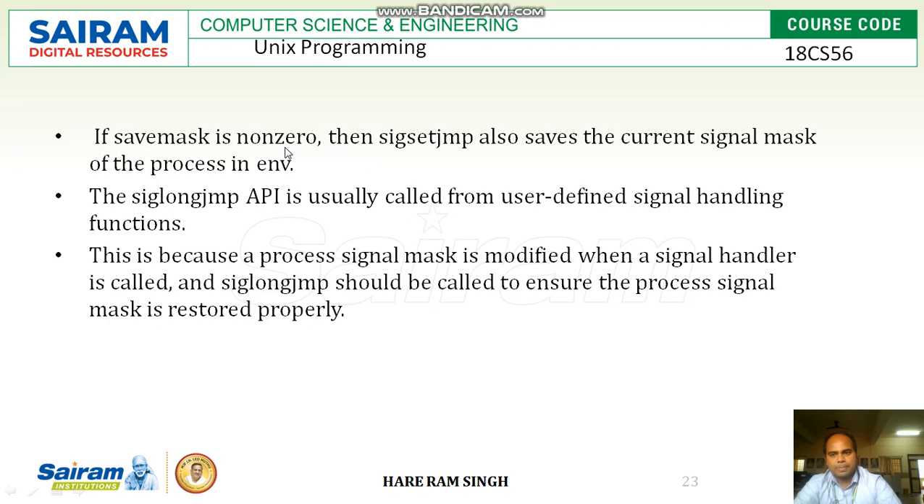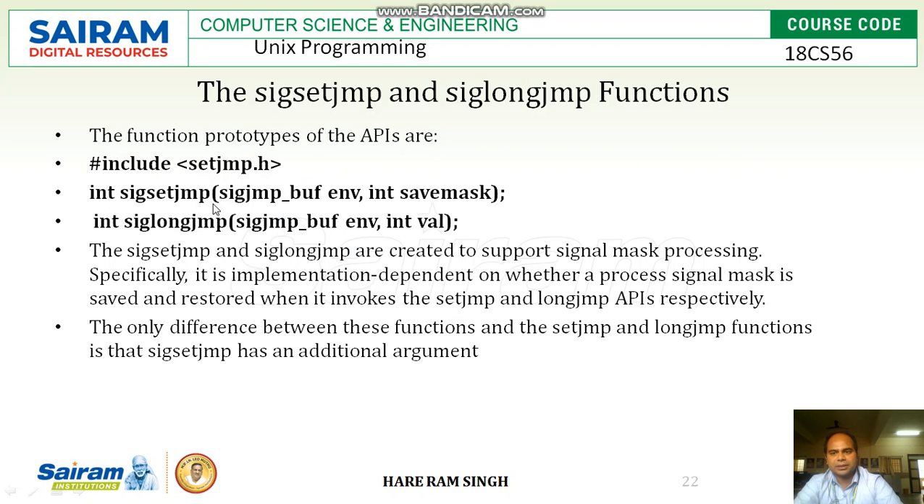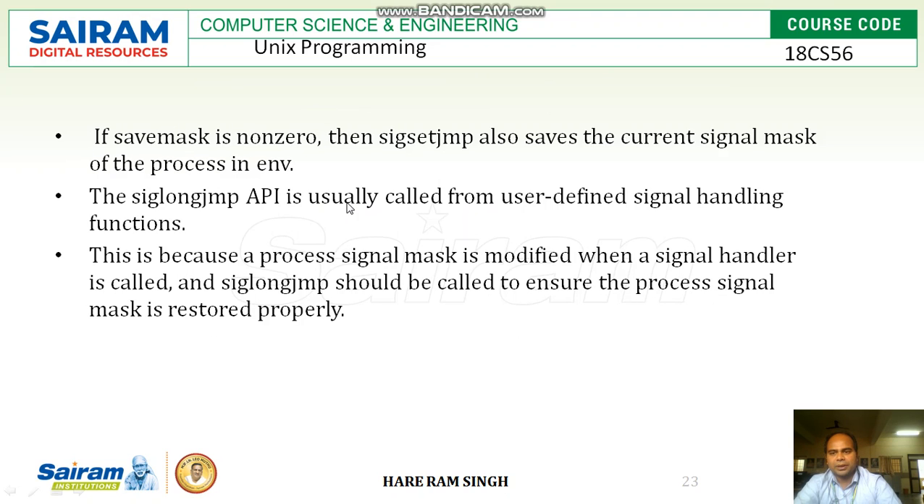Now if the savemask is non-zero, then sigsetjmp also saves the current signal mask of the process in the environment. So sigsetjmp will save the current signal mask in the environment. The siglongjmp API is usually called from a user defined signal handling function.